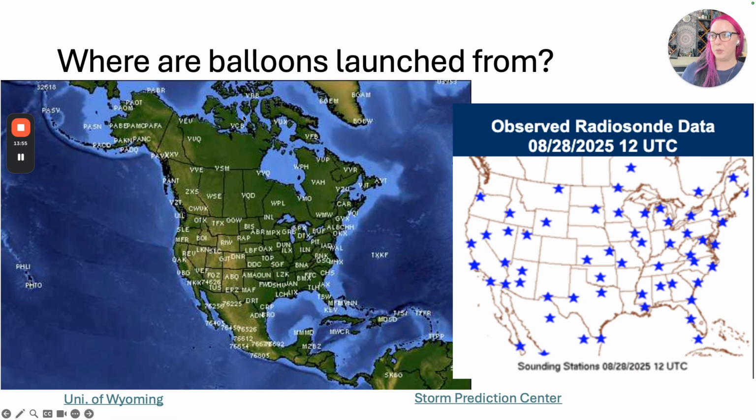So again, where are these balloons launched? This is from a website called the University of Wyoming. They used to showcase a lot of really beautiful stuff. We actually won't use this website a whole ton, but I used it a lot in my undergrad. And this is from the Storm Prediction Center website. All these blue stars are where balloon launches happened on the 28th of August, and this was in 2025. This maybe looks a little different today. Again, we've seen much less in terms of balloon launches lately, unfortunately. And this was at 12 UTC, so this was at 5 p.m.